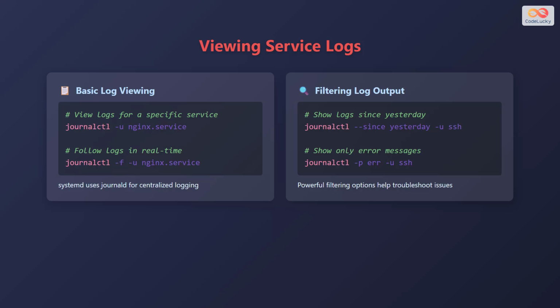To follow logs in real time, use the command journalctl -f -u followed by the service name, for example, journalctl -f -u nginx.service. For filtering log output, to show logs since yesterday, use the command journalctl --since yesterday -u ssh. To show only error messages, use the command journalctl -p err -u ssh. These powerful filtering options can help troubleshoot issues effectively.